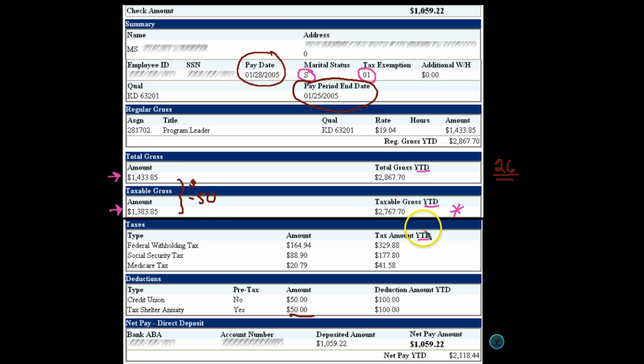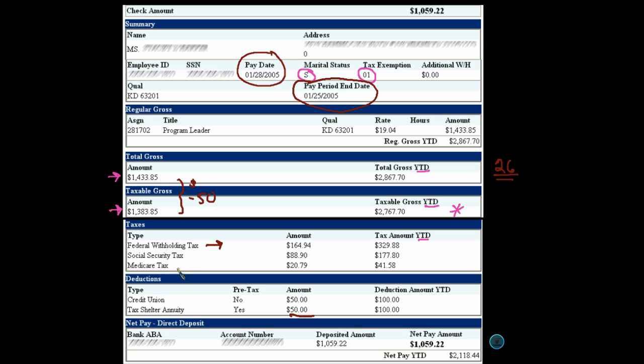That's going to be important when we are calculating or projecting what this employee will make by the end of the year. We also need to look at our tax amount. We're especially concerned with our federal withholding. We need to know how much is being withheld every paycheck and how much has been withheld so far. We don't care about Social Security or Medicare. Those are required. And we're not taxed separately other than what our employer takes out of our paycheck.